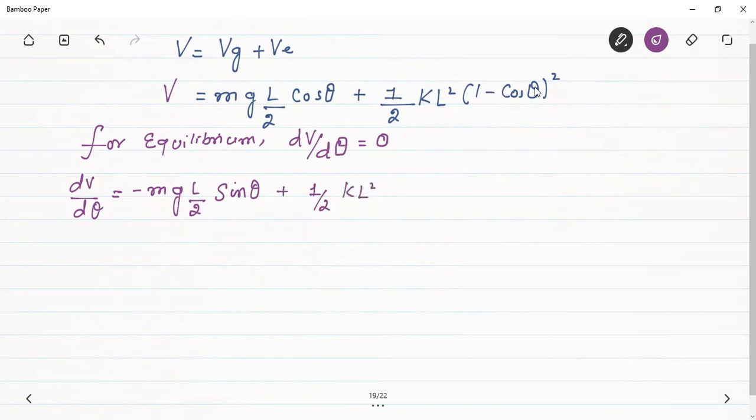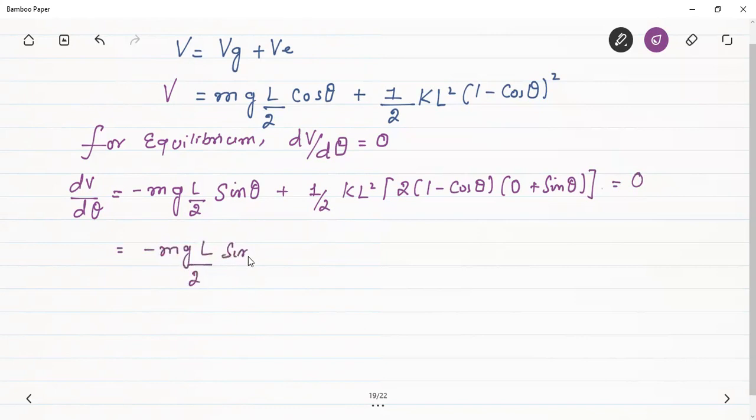The derivative of this (1 minus cos theta) whole square will be equal to twice (1 minus cos theta), and the internal differentiation of this 1 minus cos theta will be 0 minus sine theta, that will be plus sine theta. And this derivative should be 0. It will be equal to minus mgL by 2 sine theta plus 1 by 2 kL square. Okay, so this 2 and 2 will cancel out, so we can skip this.